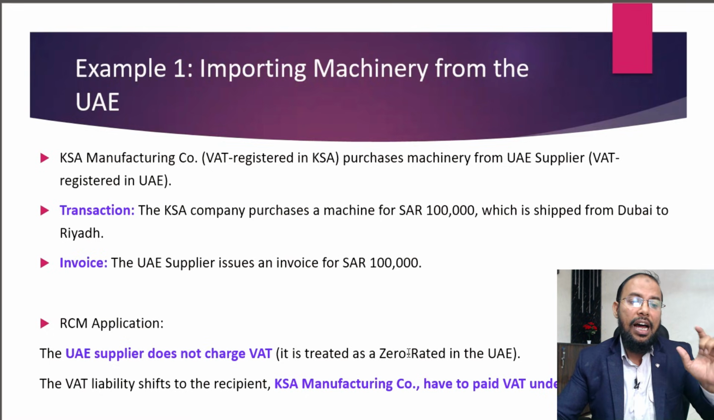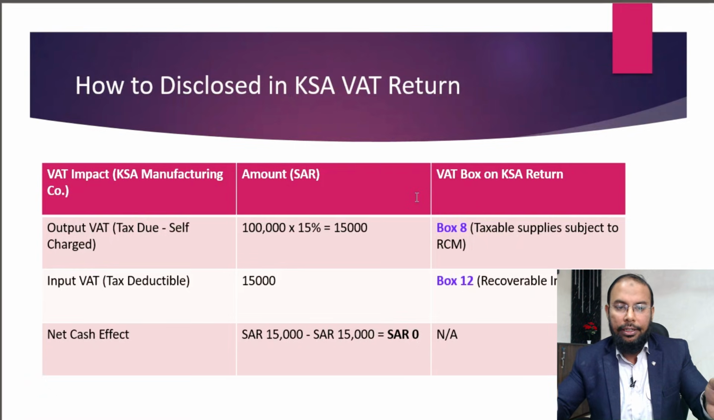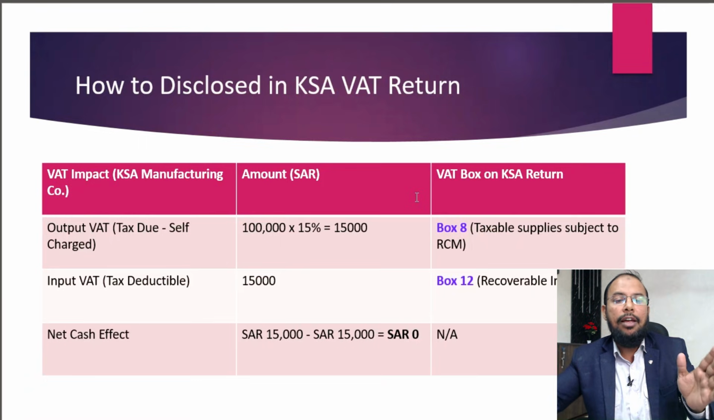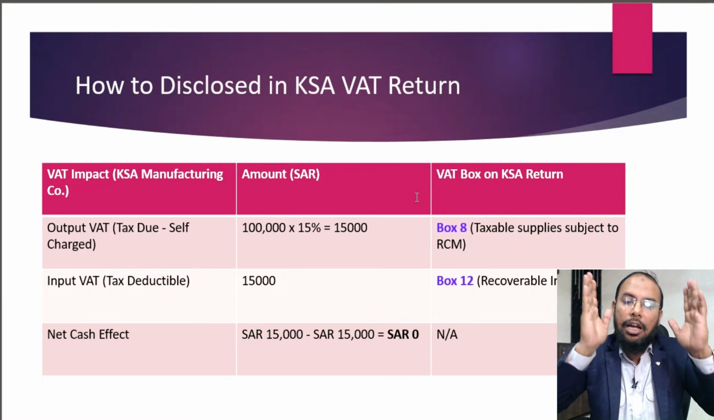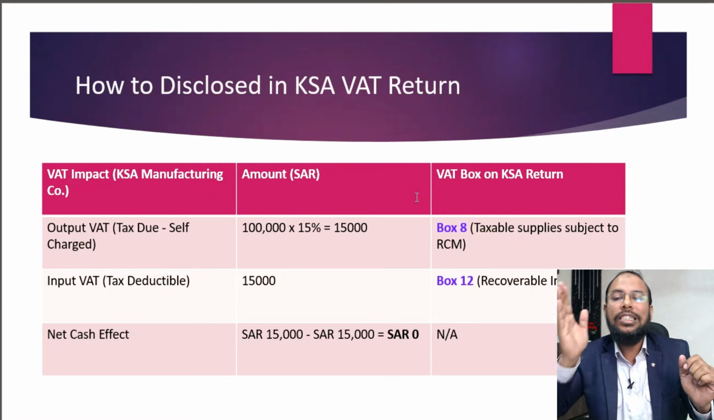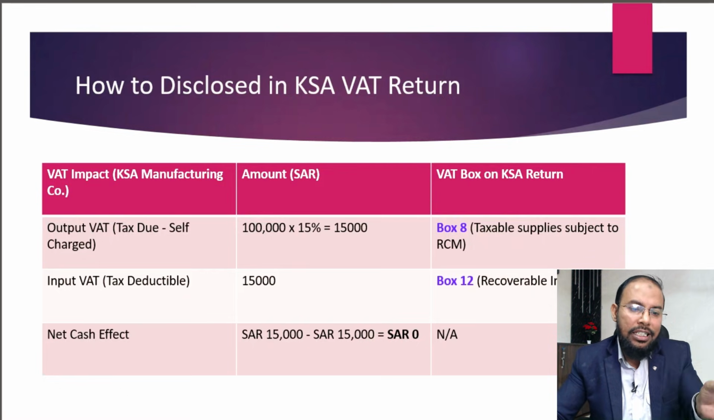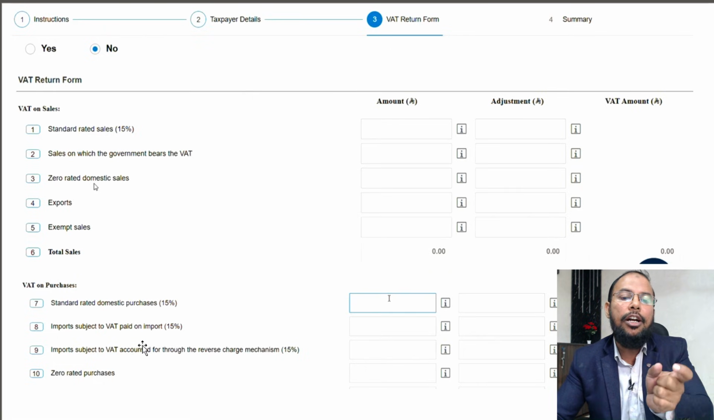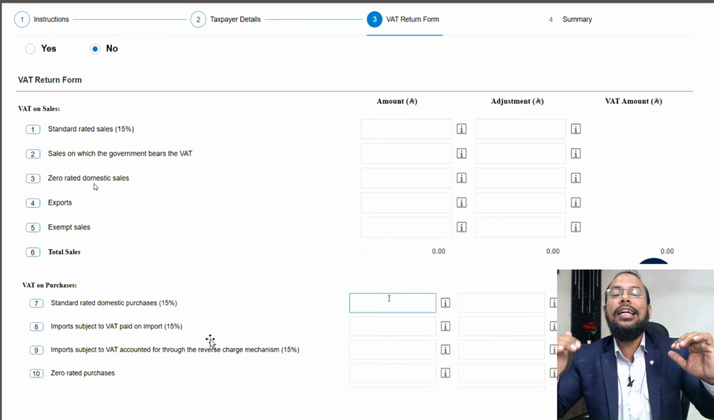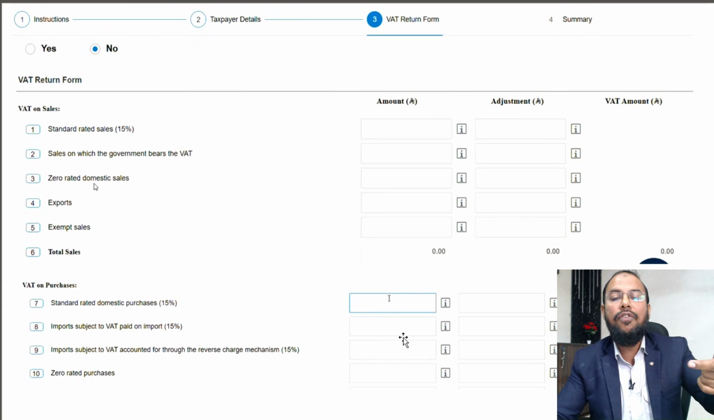So next we will understand how to disclose this in your KSA VAT filing. It is very simple, because you are paying the VAT at the time of importing goods. That amount, at the rate of 15%, will be 15,000. Firstly, you need to inform box 8. As we discussed earlier, in the form you can see box 8, import subject to VAT paid on the import, because that person already paid VAT at the time of import. You need to disclose that at the time of the VAT return.